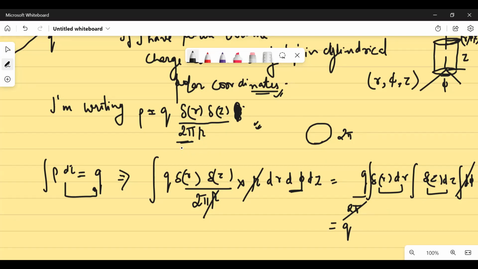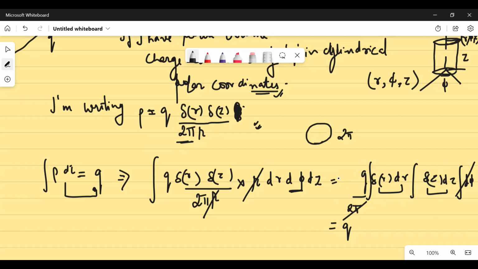If I hadn't divided it by 2 pi r, I would have got a wrong result, because then the answer would have come as 2 pi into q. So this will indeed create a problem. Therefore, there will be a need to divide certain things in the exam, or otherwise you can just cross-verify it by integrating it all back. Is that clear to you?